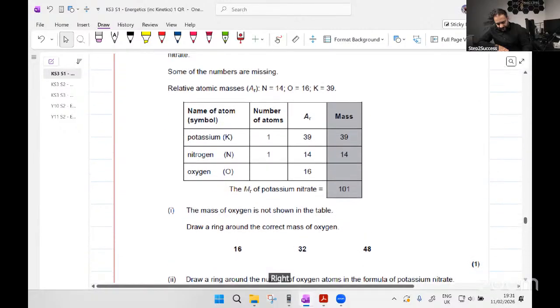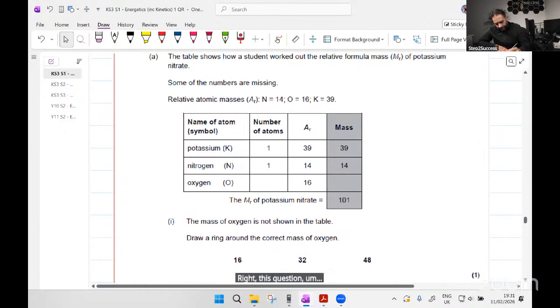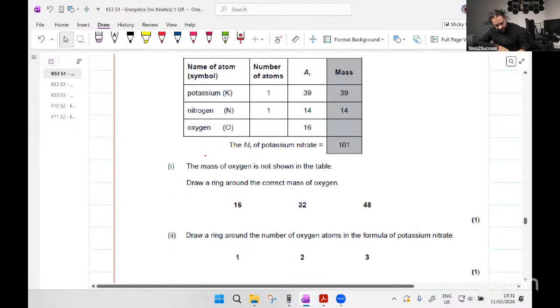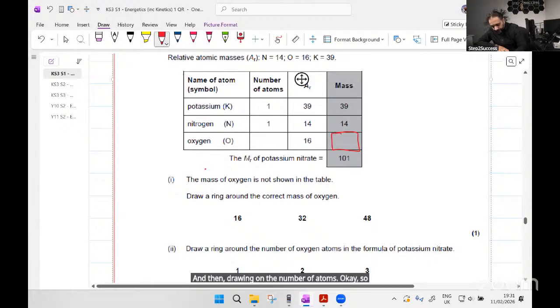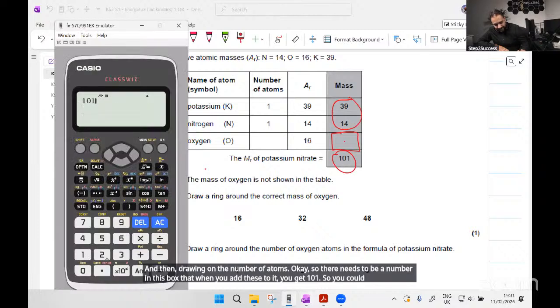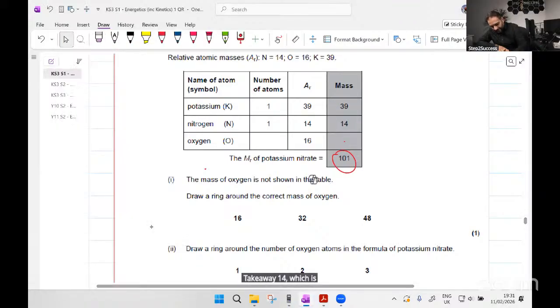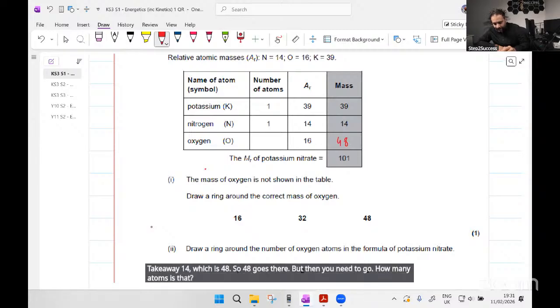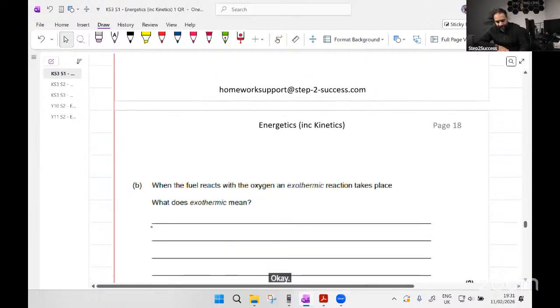Right. This question. Ooh, that's interesting. Draw a ring around the correct mass of oxygen, and then draw around the number of atoms. So there needs to be a number in this box that when you add these to it, you get 101. So you could do, on your calculator, 101, take away 39, take away 14, which is 48. So 48 goes there, but then you need to go, how many atoms is that? So how many times does 16 go into 48? It is 3. So there's 3 of those, 16 each makes 48. Okay, you can circle the correct numbers there.